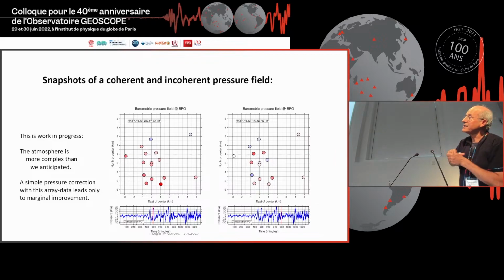Yes, we can capture the gradient with this array, but further down, the coherence breaks down, and I think the wind has picked up, and our barometers show completely incoherent signals. So it's a tough situation we're facing here.